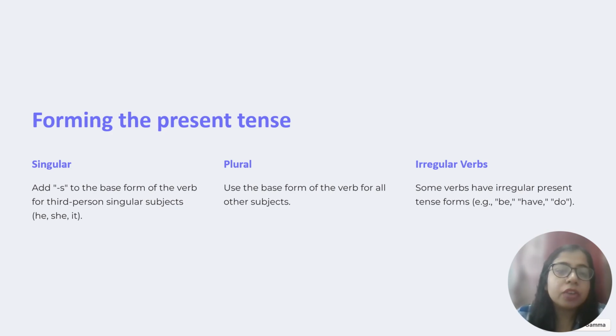Okay. Next is irregular verbs. Some verbs have irregular present tense forms like be, have, do. Okay. Now, these verbs like be, have, do, they have irregular present tense forms. Means we won't add s to them. It won't be like bees or haves or do's. No, we will say is, am, are. Okay, these will be the present tense forms. Okay, not be but is and are. This will be the form of be. Okay, so these are irregular present tense forms.